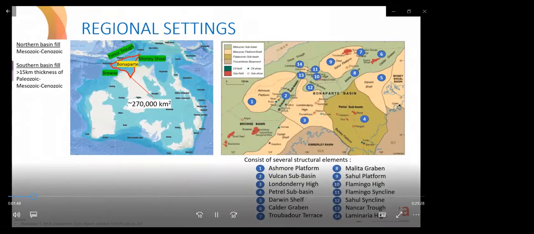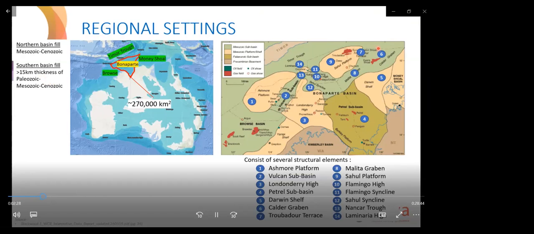Where is Bonaparte Basin located? The image on the left shows the Australian continent. The Bonaparte Basin is basically located northwest of the continental margin. It joins with Mani Shoal Basin in the northeast and Browse Basin in the southwest. There's also Timor Trough that defines the northern boundary. The size of the basin is approximately 270,000 square kilometers. It contains Mesozoic and Cenozoic sedimentary fill in the northern part, whereas more than 15 kilometers thickness of Paleozoic, Mesozoic, and Cenozoic in the southern part.